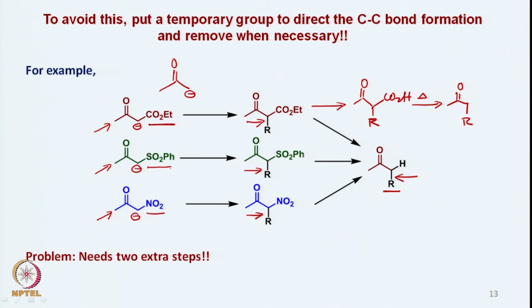Likewise we can use Raney nickel to do this, or aluminum amalgam or such kinds of reducing agents, where the carbon-sulfur bond is broken. And similarly here, you can use tributyltin hydride and AIBN, as we discussed earlier, to remove the nitro group and replace it with the corresponding hydrogen. So these are the various ways by which we can carry out the C-C bond formation in a directive manner, and then remove the group, but these need 2 extra steps.